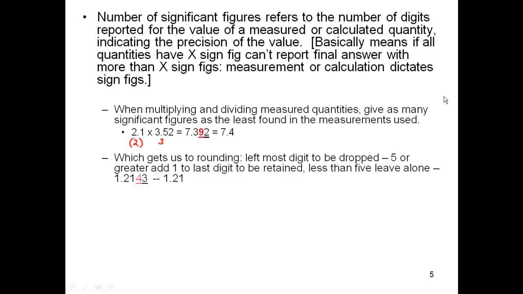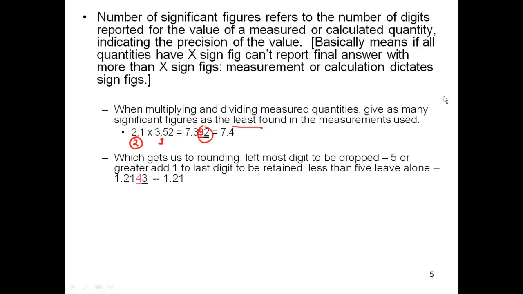Okay, if the leftmost digit to be dropped is 5 or greater, as in this case where we're trying to drop the 92, our leftmost digit, that 9, is greater than 5, then what we do is we add one more to the last digit, which in this case would be 7.4.